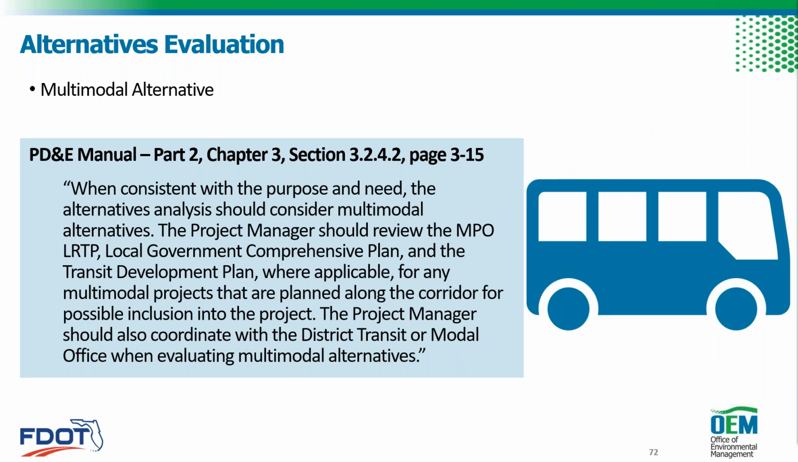The list also says a multimodal alternative is required. The PD&E manual says that a multimodal alternative should be considered when it's consistent with the project's purpose and need. If that's the case, the project manager would review local plans like the long-range transportation plan, local government comprehensive plans, and so on, to see if there's any multimodal projects along the corridor that should be included into the project.